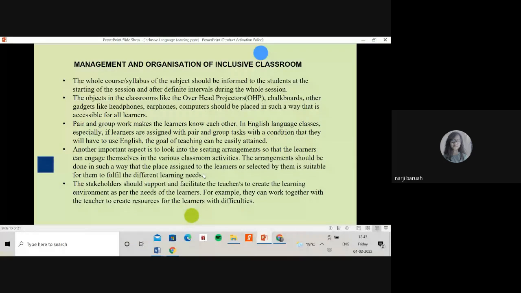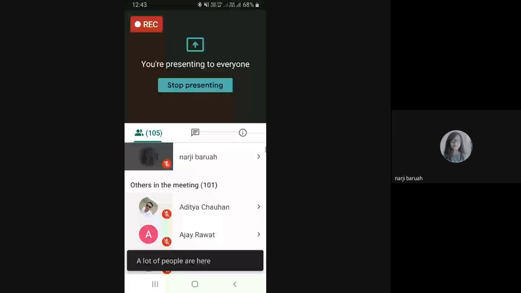The next is regarding the objects that are there in the classroom. For example, in mostly urban areas, we find overhead projectors and chalkboards. It's available in almost all places. Electronic gadgets, headphones, earphones, computers, if they are there, should be placed in a proper place so that they are accessible to all the learners. It is not necessary that every classroom will have an overhead projector. In extremely remote rural areas, we won't find computers or overhead projectors.